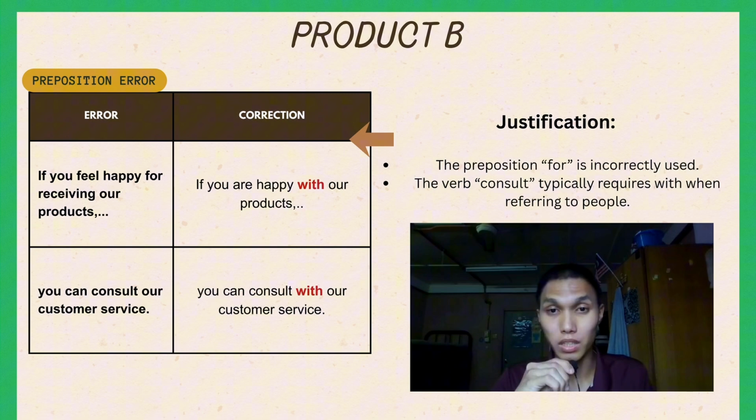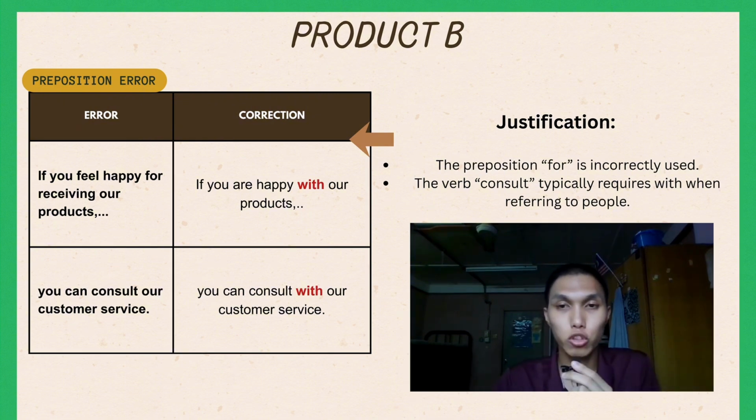So the first example being, "if you feel happy for receiving our products", should be corrected to "if you are happy with our products". The justification for this is because the preposition "for" is incorrectly used, because happiness is typically caused by personal satisfaction, so the correct preposition should be "with", not "for".